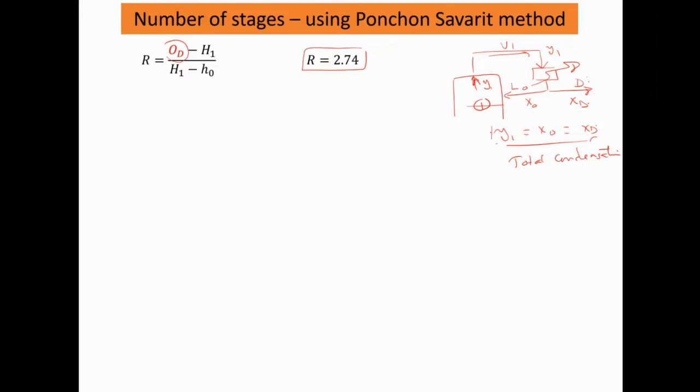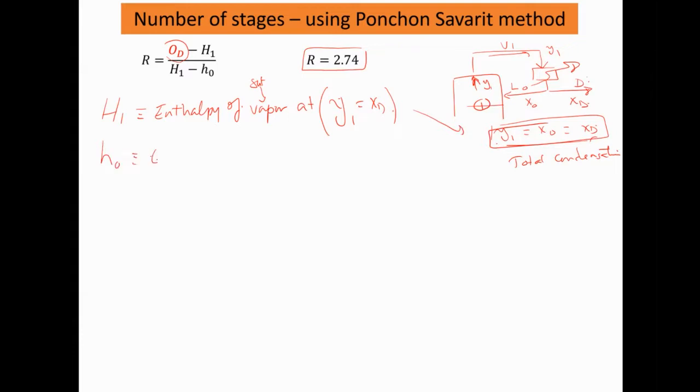Now I will use this fact to determine H1, because I know H1 is what? It is the enthalpy of vapor, saturated vapor, of course, at Y1. Now Y1 is equal to XD from this fact. H0 is the enthalpy of saturated liquid at X0, which is equal to XD.